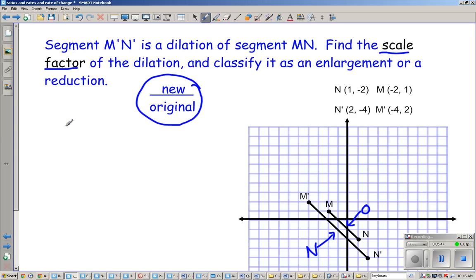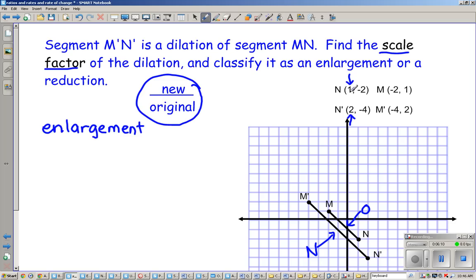Yes, it's an enlargement. So we know that whatever scale factor we come up with, it should be greater than 1. Now how do we find out? Well, we're going to compare any ordered pair. Let's just compare the x's, the x-coordinates in each one. And we just write it as a fraction, a ratio or comparison.